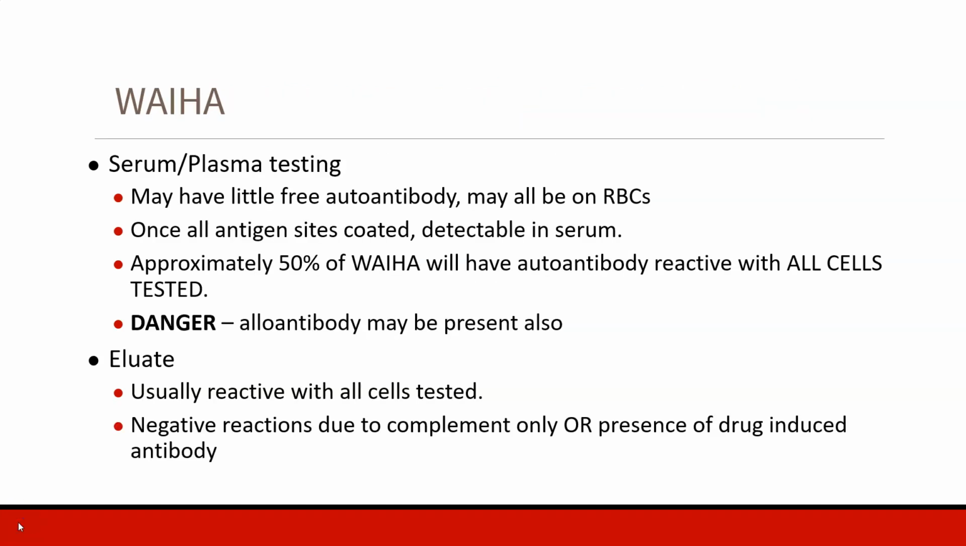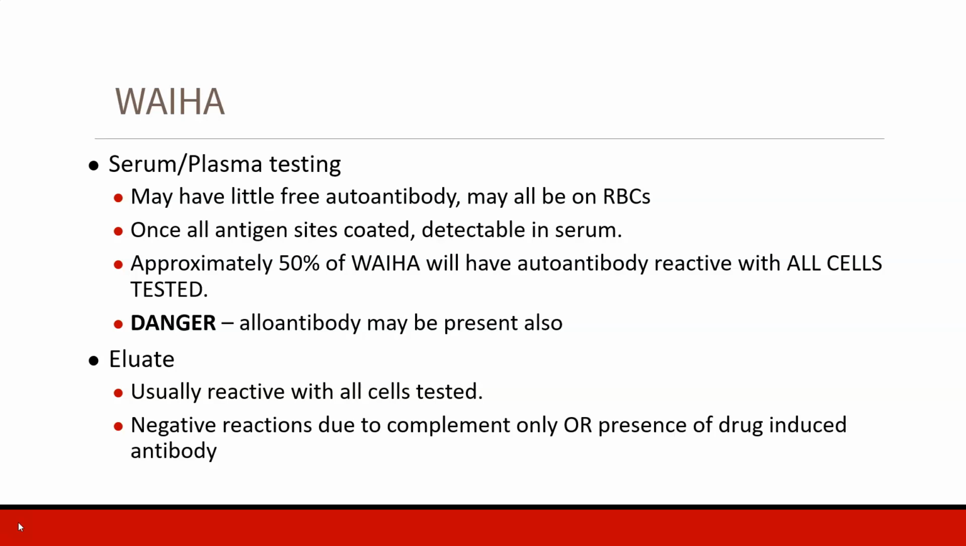When you're working up a warm auto, the serum or plasma may have little free autoantibody, because if this is the start of the disease, as the antibody is being produced, it's going to go onto the red cells. So all the antigen sites on the red cell will be coated, and once that saturation occurs, then you will have the detectable autoantibody in the serum. Approximately 50% of warm autos will have an autoantibody reactive with all cells tested.